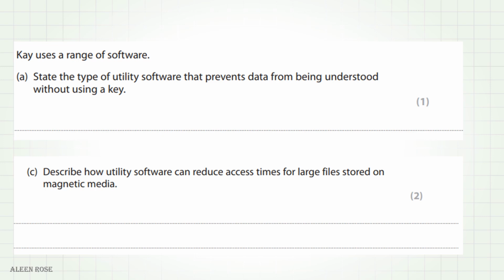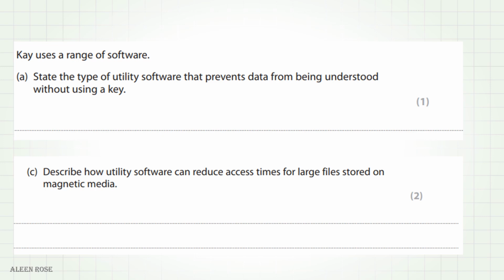Now, describe how utility software can reduce access times for large files stored on magnetic media. So we go through utility software: it has backup, formatting, compression, defragmentation. Which has a relation with media, access time, magnetic media, large files? That is basically defragmentation.